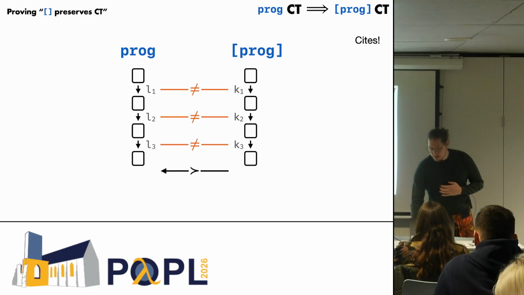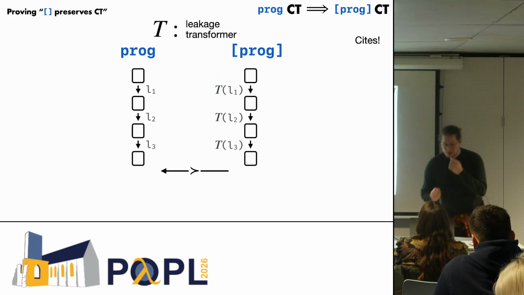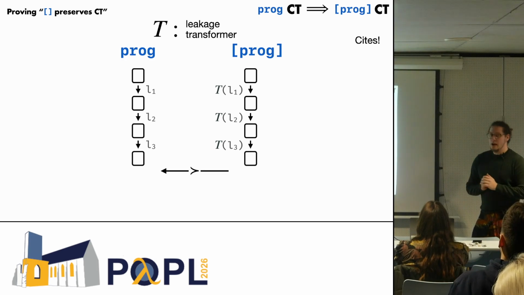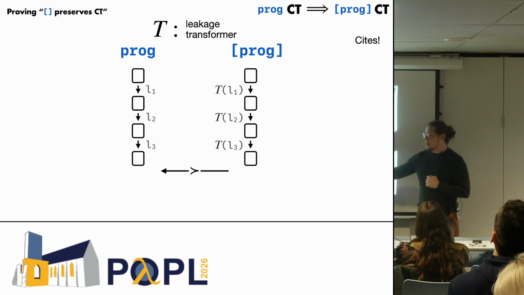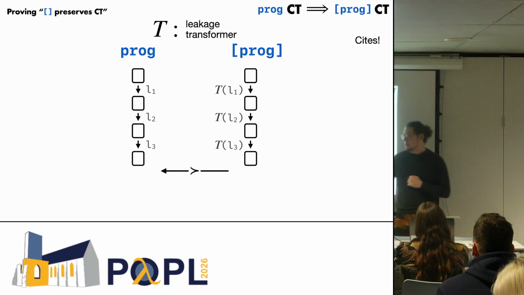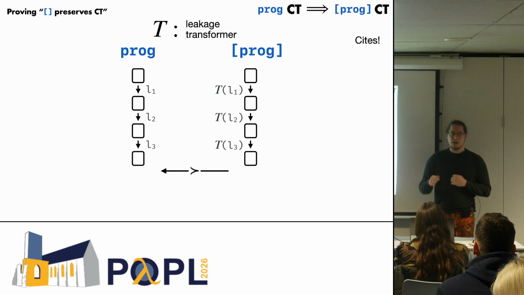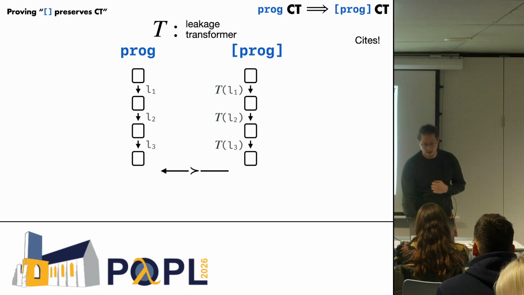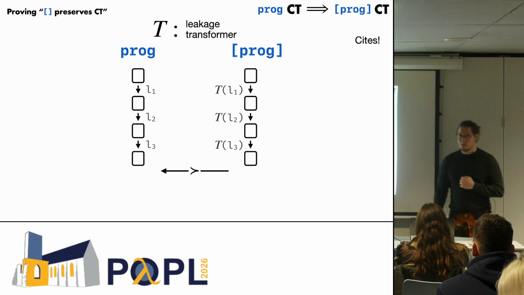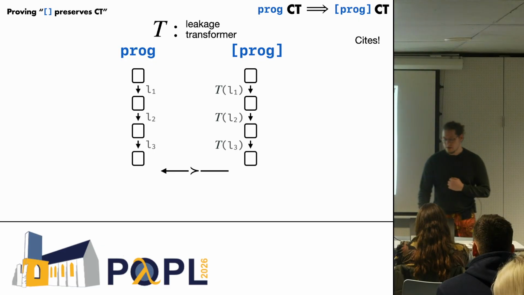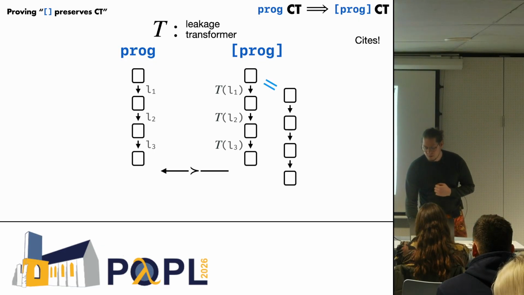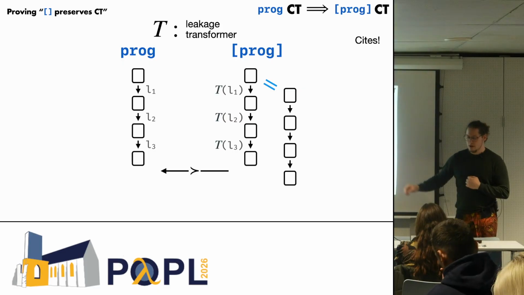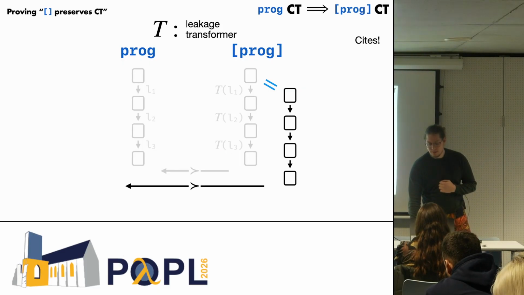Now, for preservation, you can employ a leakage transformer and make sure that whenever your simulation relates some source trace, you can actually explain the target leakages in terms of the source leakages. So you have a function that takes the source leakages and produces the target leakages. And that helps with preservation. So let's look at the constant timeness of our target program. We will look at the second trace with some leakages. We will simulate that as well.